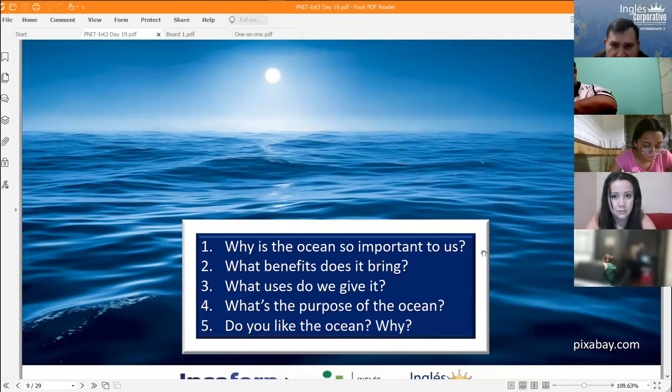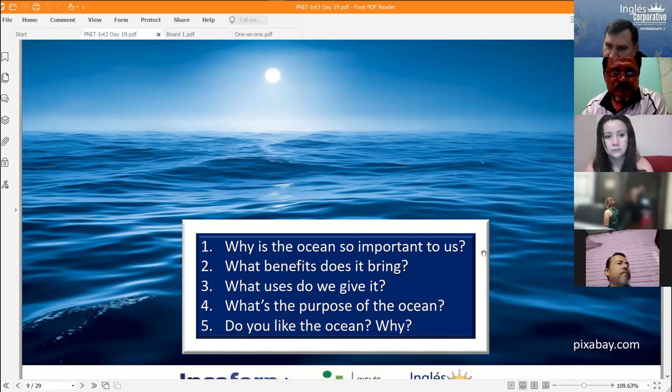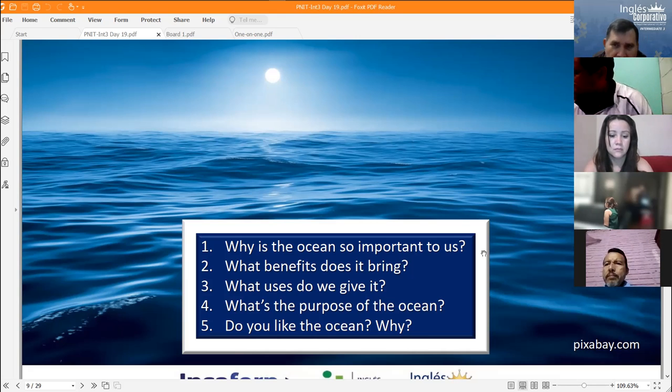Why is the ocean important to us? It's important for the rain. It's important because water evaporates and then we have rain. Exactly, the process, the water cycle.